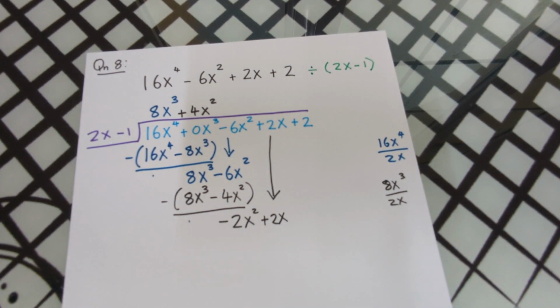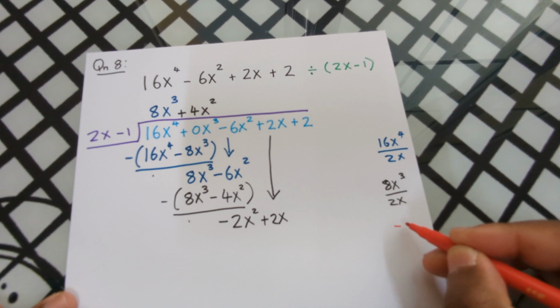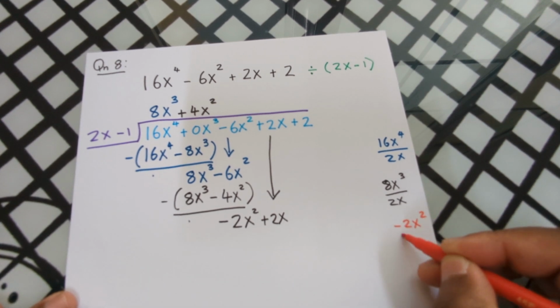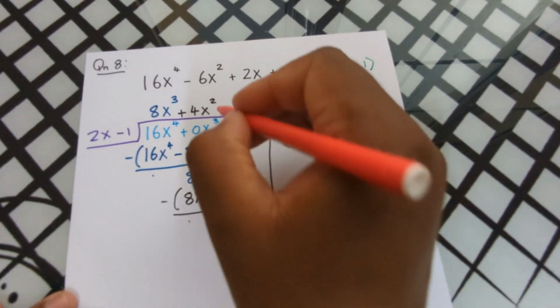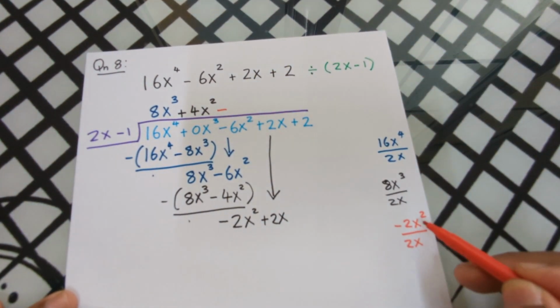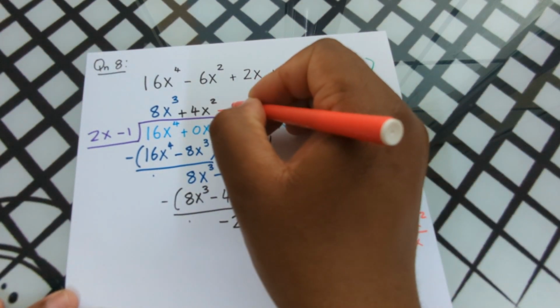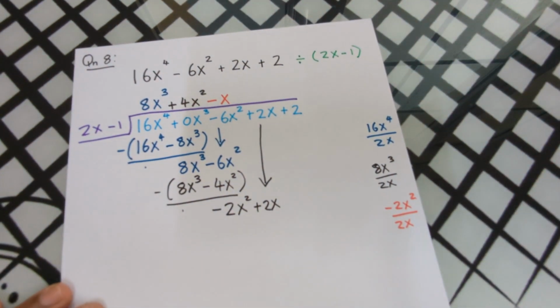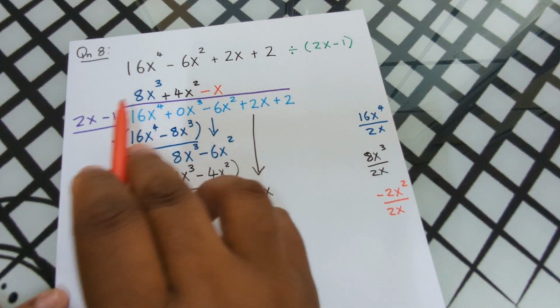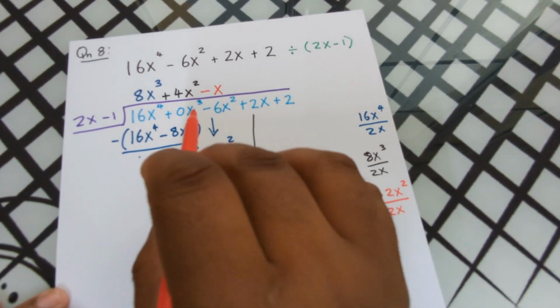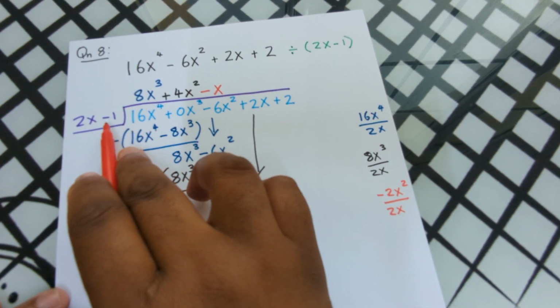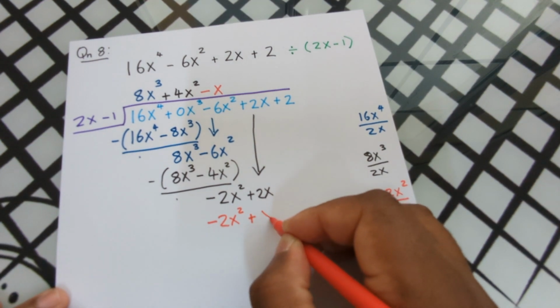Now we do the same process again. We divide negative 2x squared by 2x. So we have negative 2x squared divided by 2x. Negative 2 divided by 2 is negative 1, so that's a negative. And x squared divided by x is just x. And now you multiply negative x by 2x, that's negative 2x squared. Negative x multiplied by negative 1 is positive x.